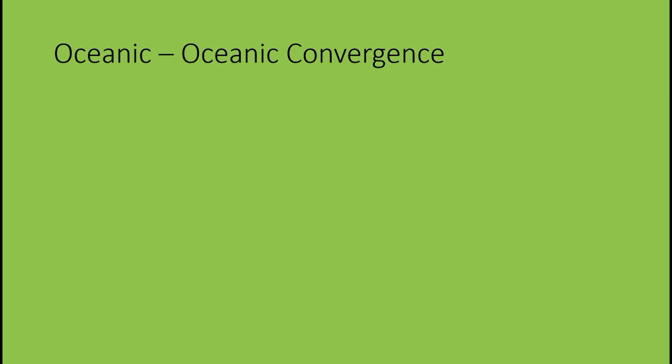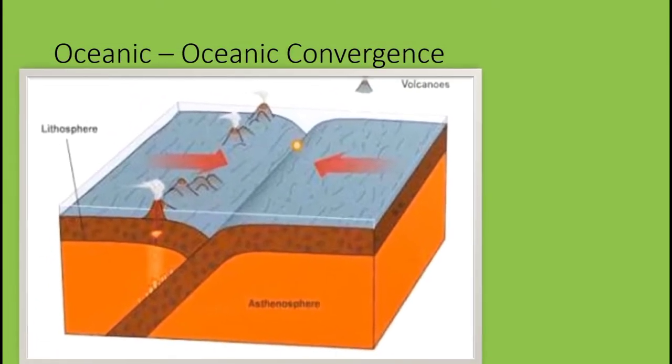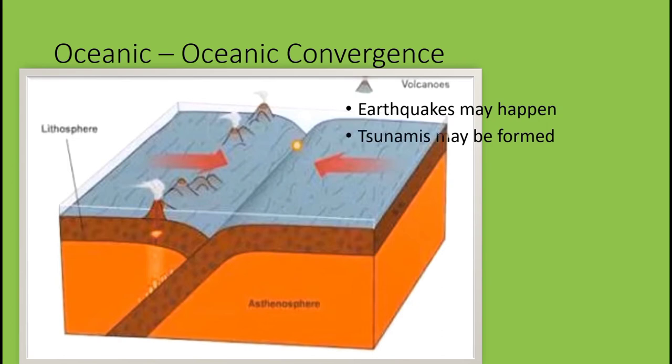And for the convergence of two oceanic crusts, it results in some similar events compared to the first type of convergence. Earthquakes may happen. Tsunamis may be formed. It is a Japanese term for harbor wave. The water may flip or kick upward to a few meters high. There is also subduction because one plate is denser than the other, which is the old plate. The front part of the subducting plate becomes magma upon reaching the mantle. Then it builds up pressure due to heat, pushes the crust above it, forming a volcano. This is a continuous process.